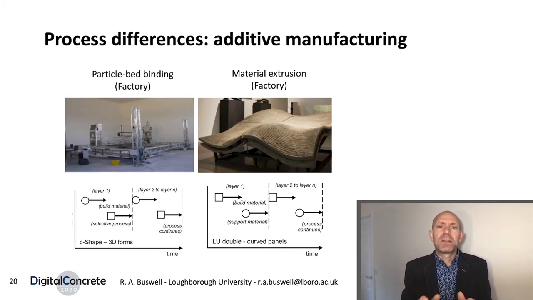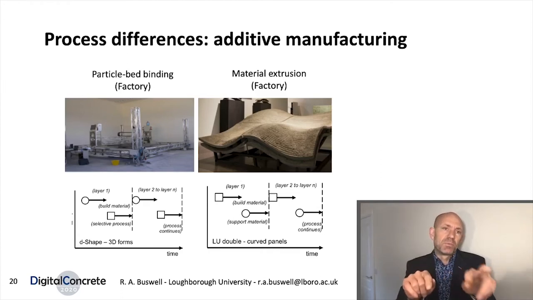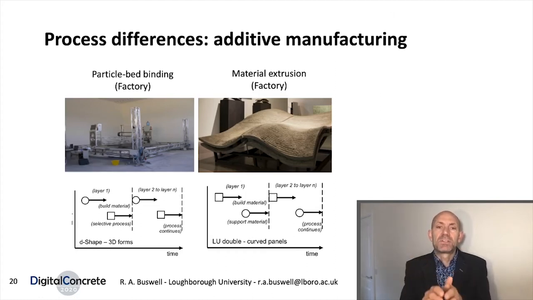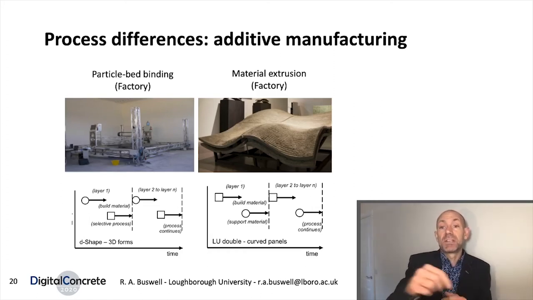Now, these have similar layerwise operations, and these are indicated on the diagrams by the repeating blocks, of which there are just two here, between the vertical dashed lines, but the selectivity that enables the material shaping is different. D-shape uses the location of the binder, where it adds the binder, and the sub-process in this is the layering of the actual material, the build material, in the first place. The selectivity of the Loughborough process comes from the positioning of the material, and the printing of the support material is the sub-process. The materials in both processes are also different.